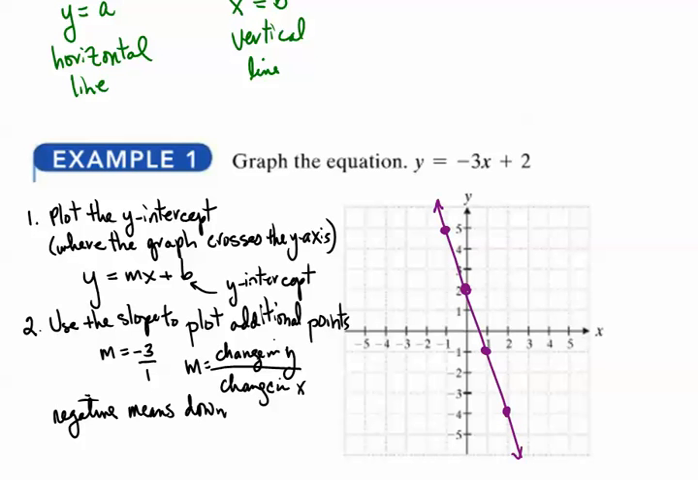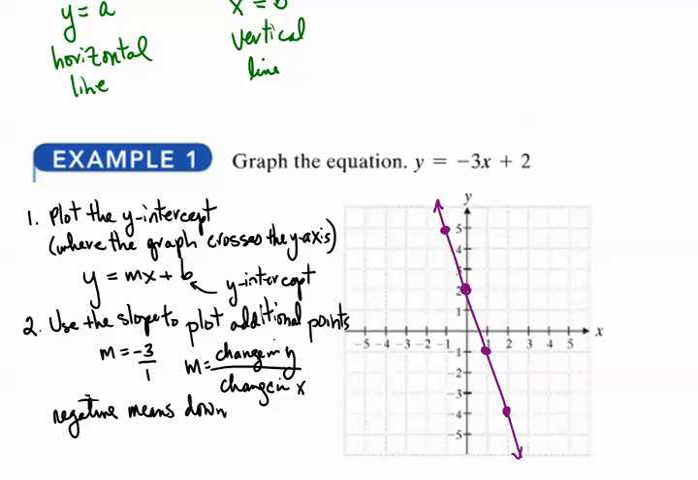And so we draw the line through those points, and that is the graph of y equals negative 3x plus 2. So let's repeat the steps again. We're going to plot the y-intercept. That's the number that's added on to whatever is multiplied times x. If it's positive, it's going to be positive 2. If it were negative, it would be negative 2.